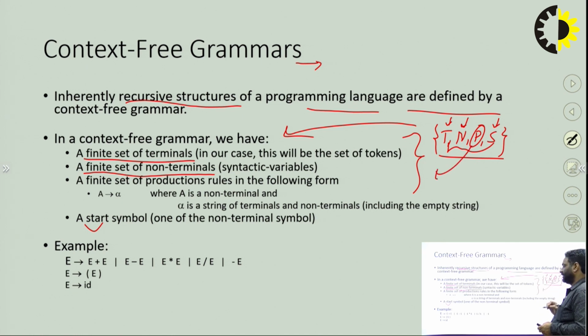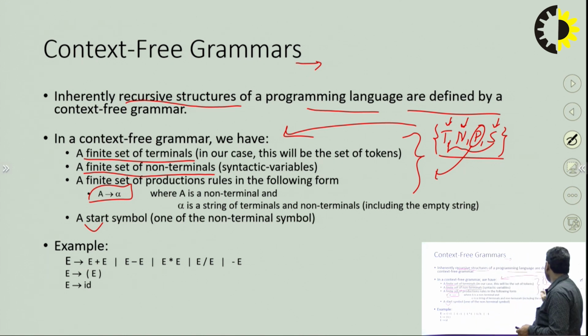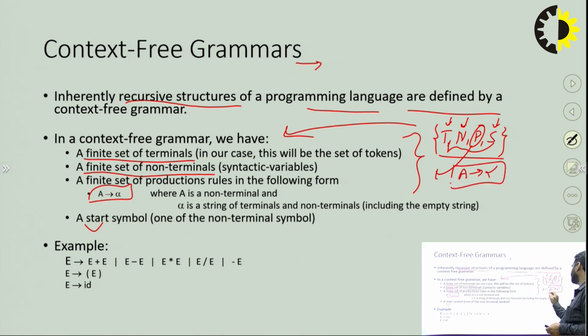Now for a context-free grammar, the production must be of this type, that is A gives alpha. It means every production of the grammar must satisfy this. The left side of the production rule must be a single variable, or we can say a single non-terminal, and the right side will be alpha. What is alpha?